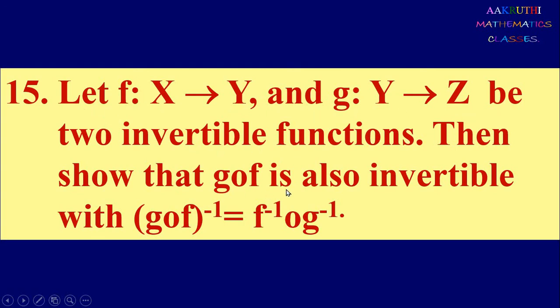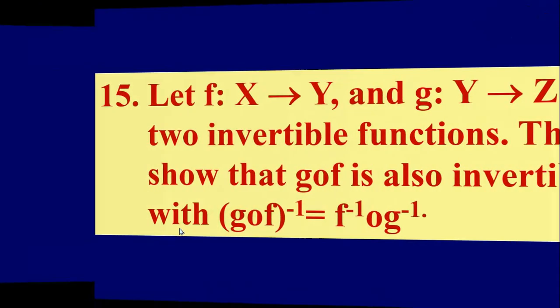Then show that g composite f is also invertible, with (g composite f) whole inverse equal to f inverse composite g inverse. We have to prove g composite f is invertible, and also we have to prove (g composite f) whole inverse is f inverse composite g inverse. Important property here: (g composite f) whole inverse is f inverse composite g inverse.